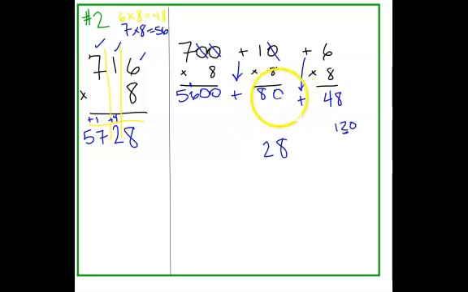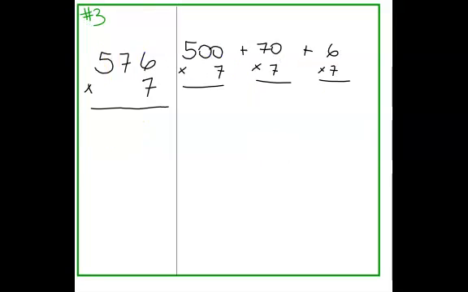Now we have no hundreds here, no hundreds here. We have 600s and 100, which makes 700s. And then the only 1,000 we have is 5,000. 5,728. All right, on to problem number 3. All right, problem number 3, 576 times 7.